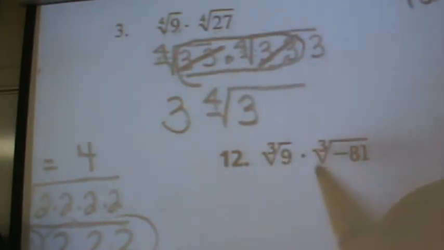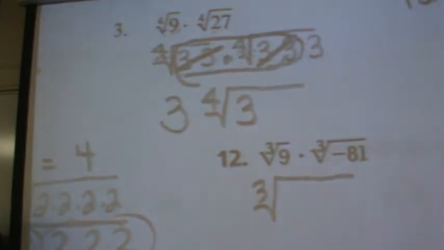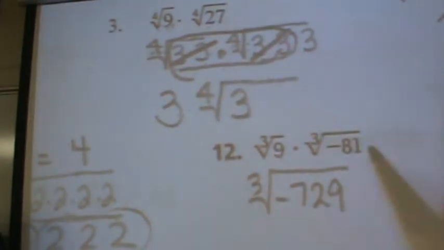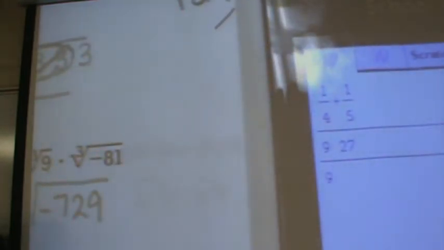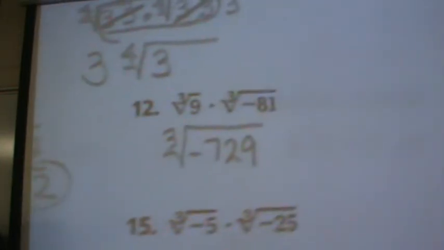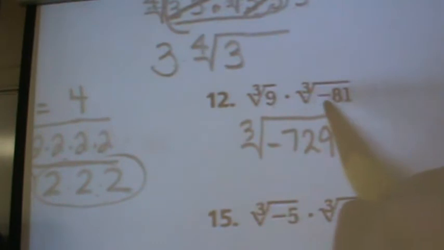These are both cube root. So what is 9 times negative 81? Negative 729. Is it? Calculator, 9 times 81 is 729. So that's his thought process, he would multiply them together. What kind of 729 would this be? A negative.